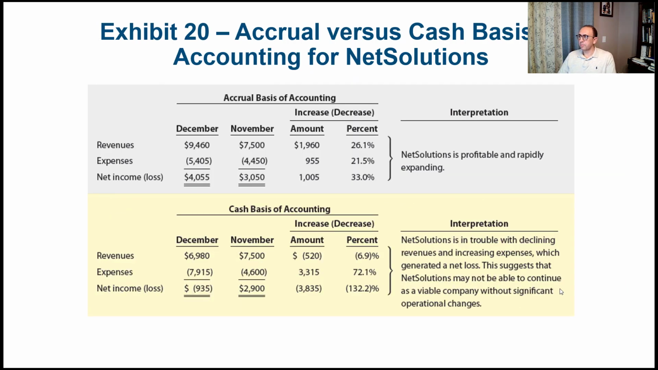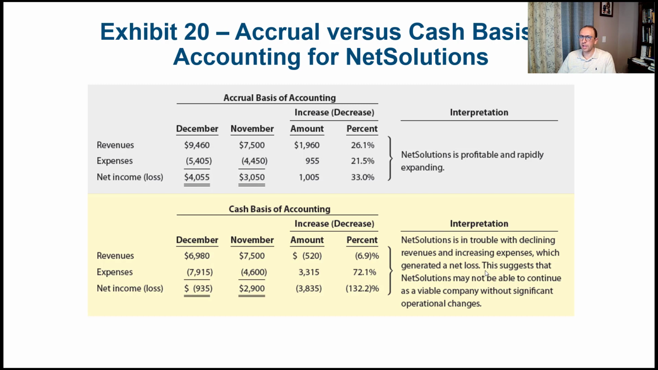Here we also have a comparison for the interpretation between cash basis and accrual basis. So Net Solutions is profitable and rapidly expanding under the accrual basis, but under the cash basis, you can see that Net Solutions is in trouble with declining revenues and increasing expenses, which generated a net loss. This suggests that Net Solutions may not be able to continue as a viable company without significant operational changes.